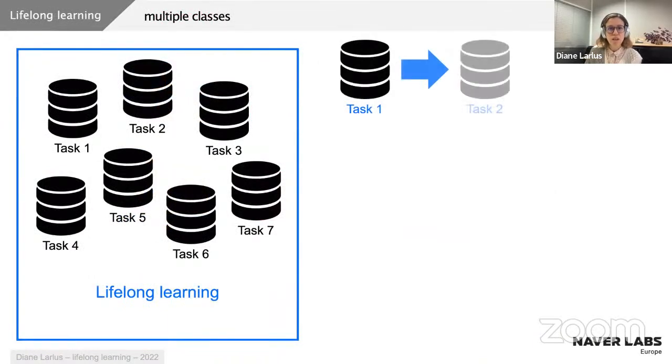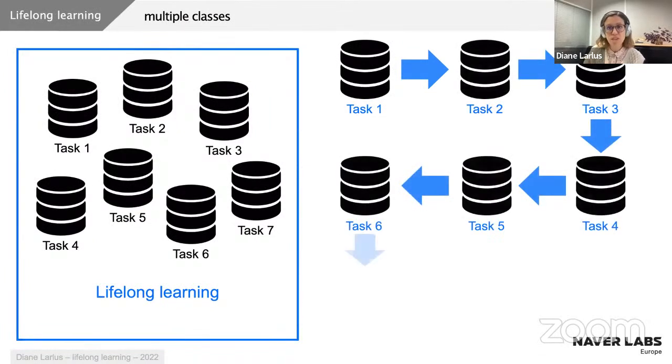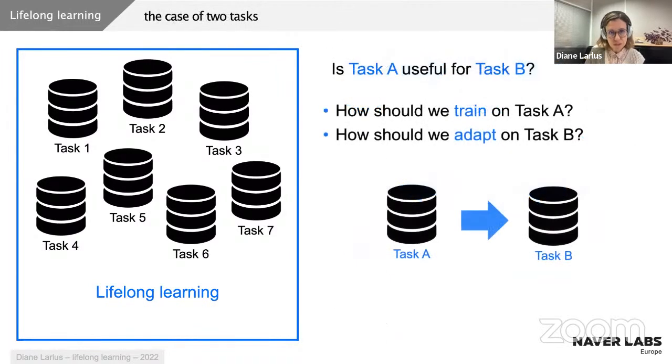And learning for one task should help learning for the other. And in some cases, the learning sequences can be very long and very complex. But for now, we're going to restrict ourselves to only two tasks, task A and task B, and we're going to look at two research questions.